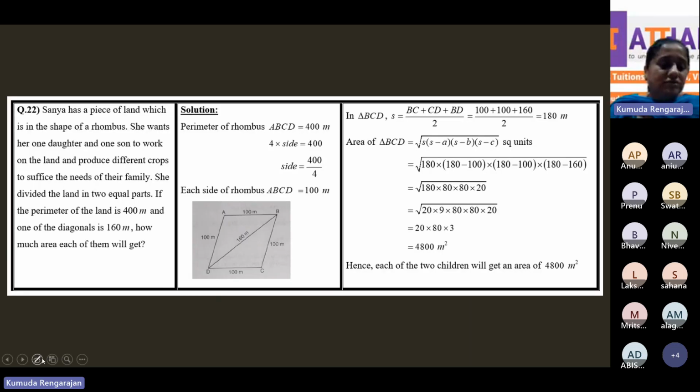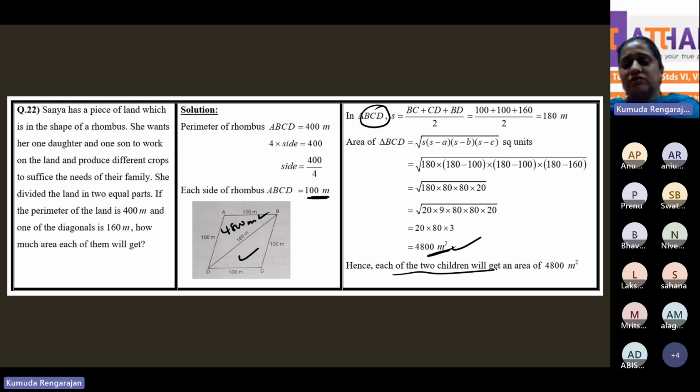So you can see here. First, using the perimeter, find each side of the rhombus. Then find the area of the triangle BCD, using Heron's formula. So you can see it here. The same will be the area of the triangle ABD also. ABD also will be 4,800 meters square.